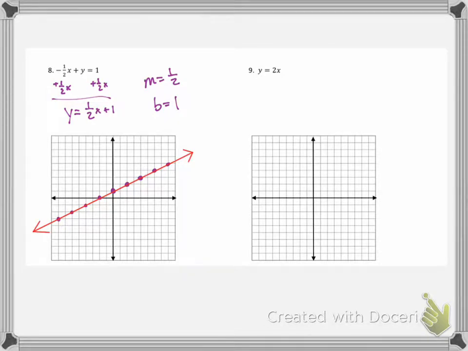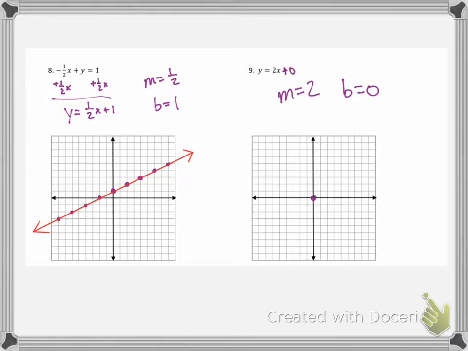Now number 9 has the y by itself, but you don't see anything being added or subtracted. It just says y equals 2x. Well, your slope is still 2, because that's the value directly attached to the x. Since there's nothing being added or subtracted to it, that means the intercept is at 0. Okay, 2x is the same thing as saying 2x plus 0.